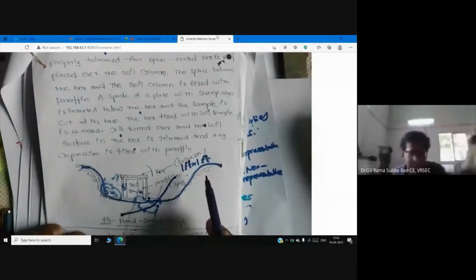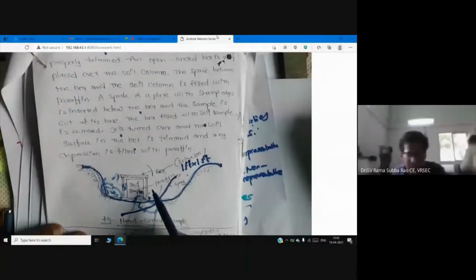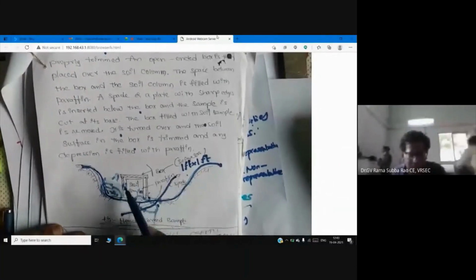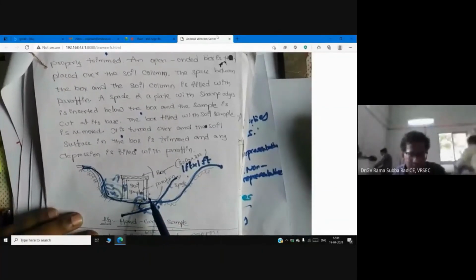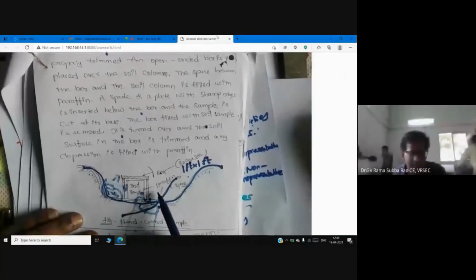Now after collecting the sample, we need to apply paraffin wax. Why are you applying paraffin wax? It's a good question. The reason you apply wax at the top and bottom of the sample is that we need to preserve the moisture.